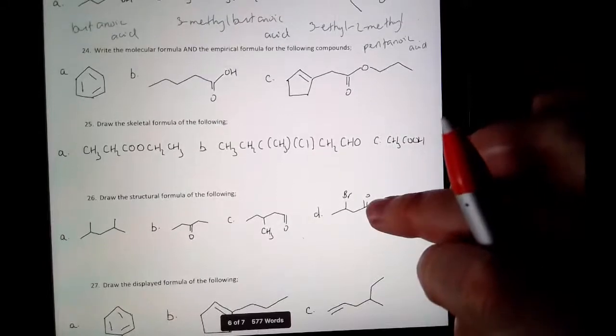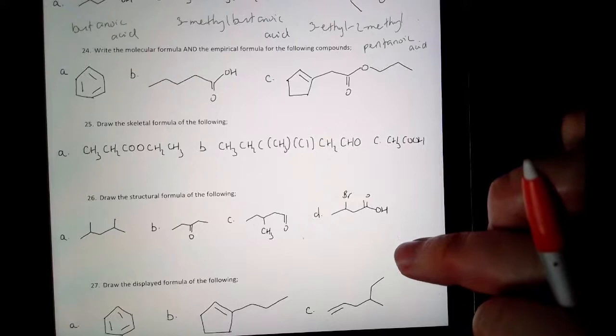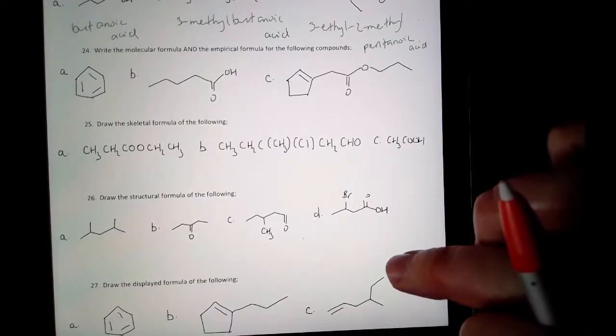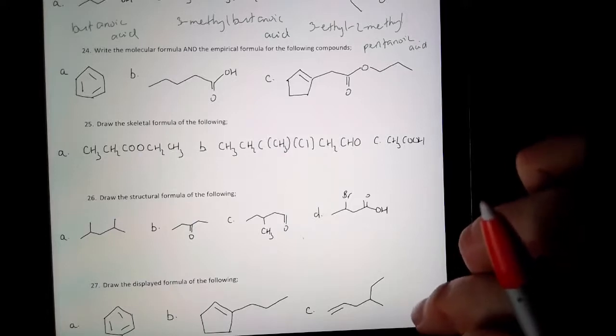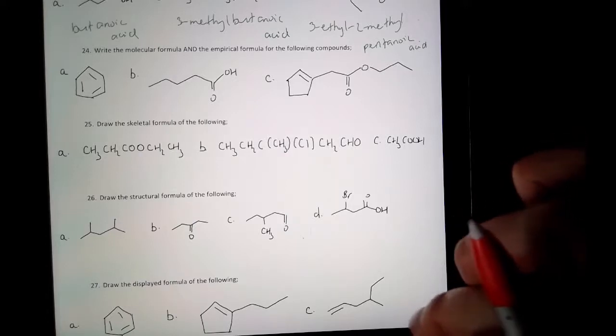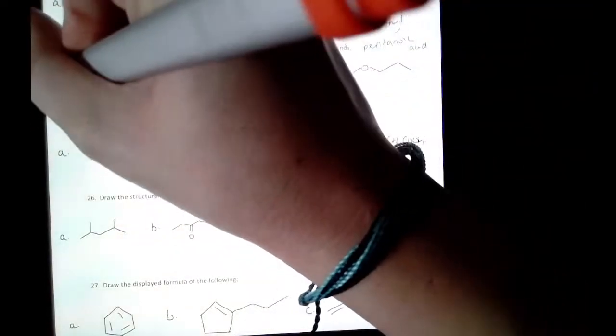Right, we're finished naming. The next one, write the molecular formula and the empirical formula for the following compounds. All right, so if I ask you for molecular formula, that is just asking you how many atoms do you have and how many of each type. So if I look at my benzene ring here, all right, I have got, if I were to fill in my skeletal formula, I'd have 1, 2, 3, 4, 5. I would have 6 carbons, so it's going to be C6.